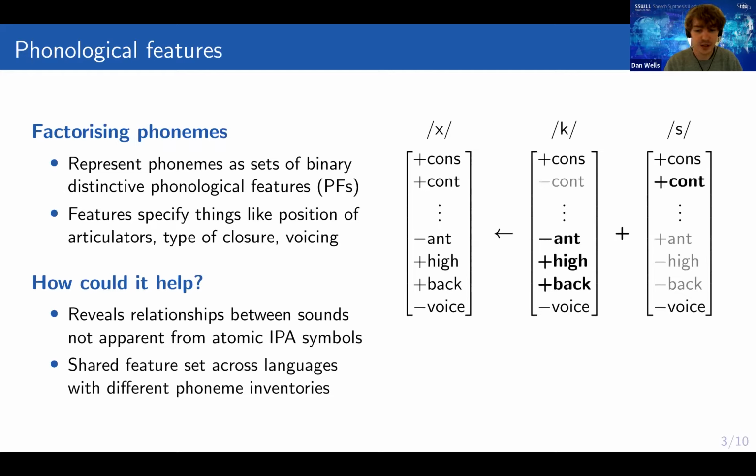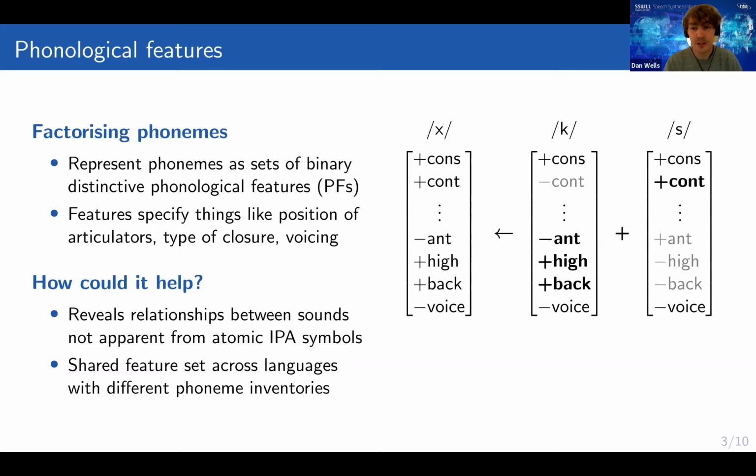By using this kind of representation, this reveals relationships between sounds that are not apparent if you're only working with these atomic phone symbols. So I have a series of things here. I've got these IPA symbols, the X and the K, and I can tell you this is a voiceless velar fricative, this is a voiceless velar plosive, and maybe you get some idea that these are quite similar sounds, closely related in terms of their articulation. But if we convert these to indices in some phone embedding table, that information isn't available explicitly to our model.